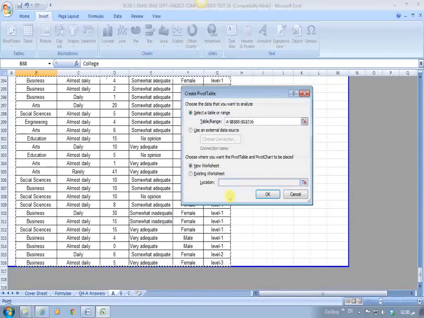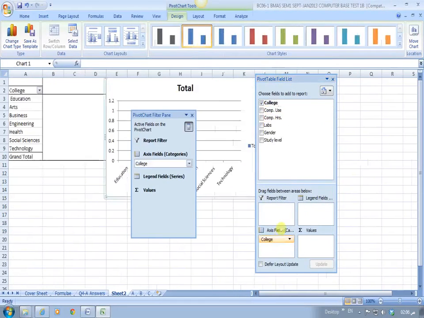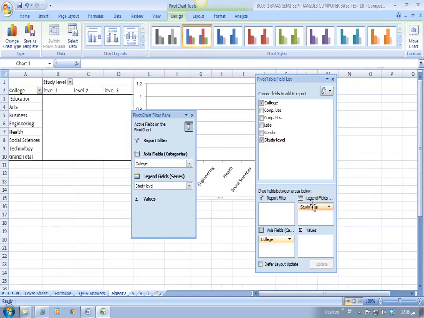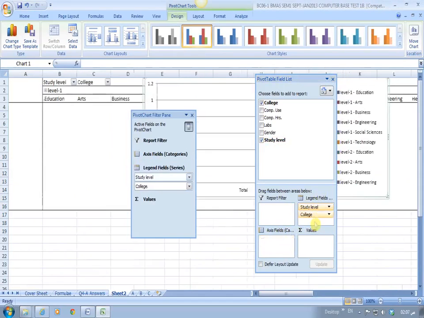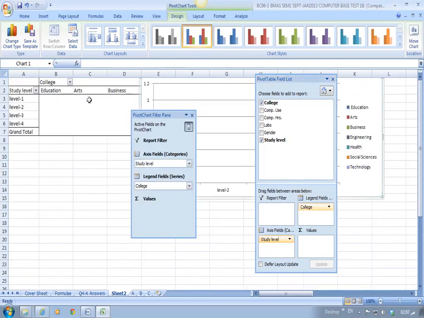And then after that, new sheet, and the question is a college. You can put it in any field. If we put it here, these are the colleges, and then we can use study level. And study level, we don't want it here, we want it here in the field. You can move the field from any place. If you move college here, then it will be up. If you move this one down, then you see colleges are up, and these are the levels.